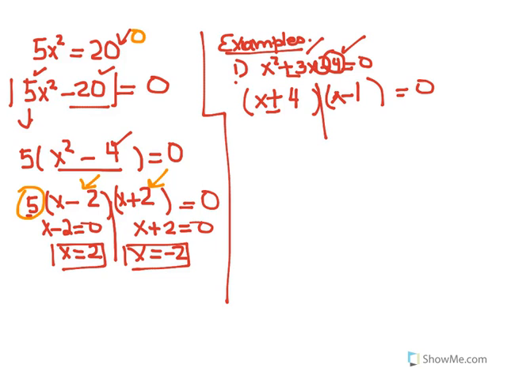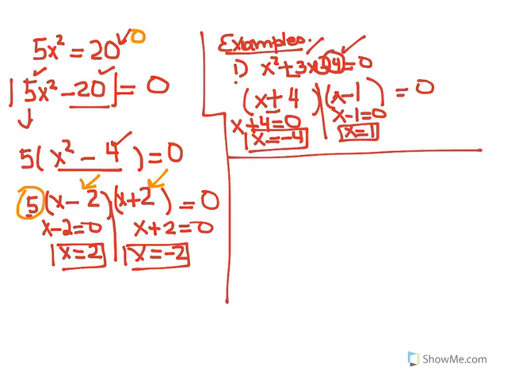Let me get my answers. X plus 4 equals 0. That means x is negative 4. That's my first answer. X minus 1 equals 0. This means x equals 1. That's my second answer. Okay?